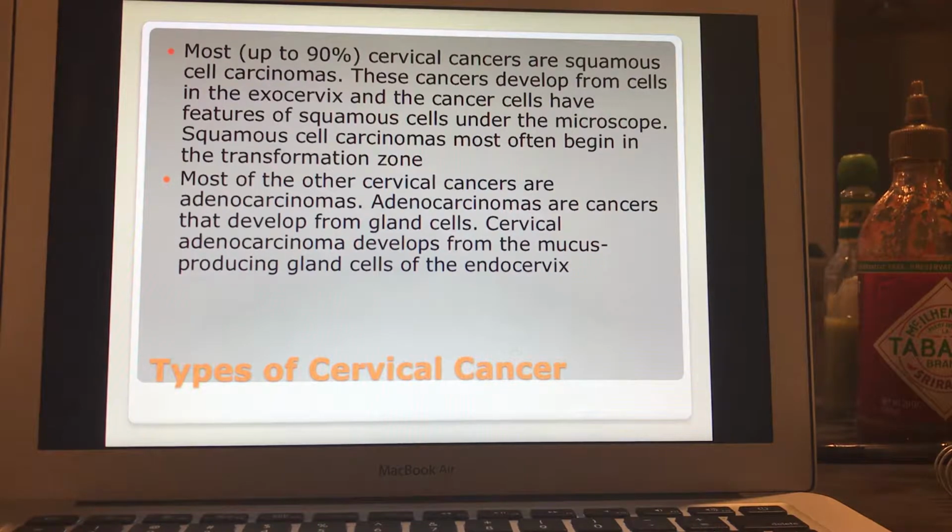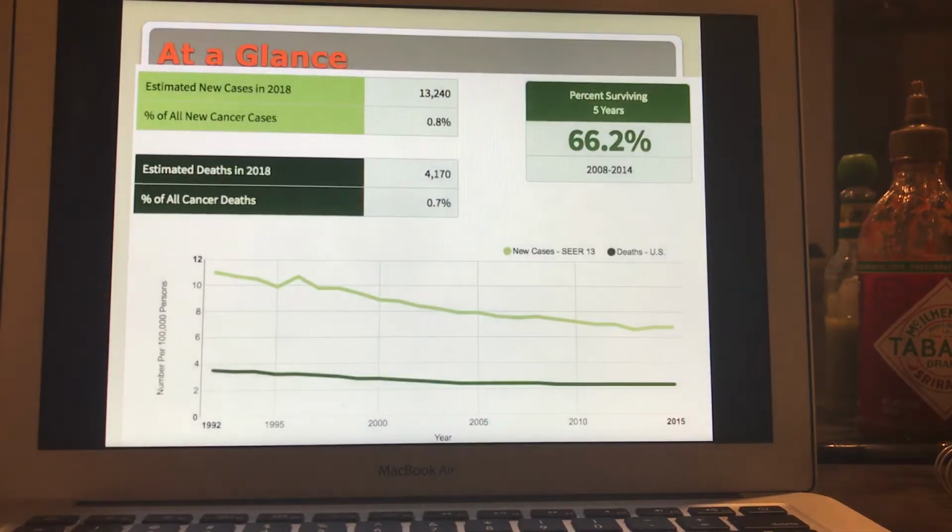Although almost all cervical cancers are either squamous cell carcinomas or adenocarcinomas, other types of cancer can also develop in the cervix. These other types, such as melanoma, sarcoma, and lymphoma, occur more commonly in other parts of the body. So at a glance, about 13,240 new cases of invasive cervical cancer will be diagnosed, which is equivalent to 0.8%, and about 4,170 women will die from cervical cancer, which is roughly 0.7%.